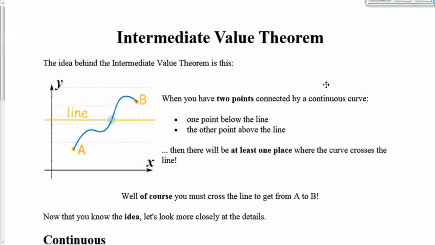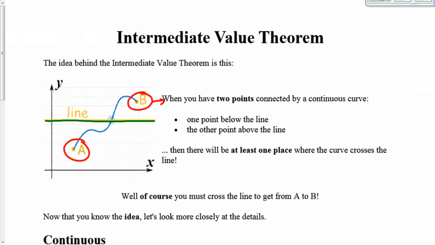So the intermediate value theorem is actually relatively silly that we actually have to state it because it kind of makes perfect sense. So basically what it's saying is if I've got 2 points and I have a curve between them. So we're talking about the 2 points A and B. Those are my 2 points. I've got a line.